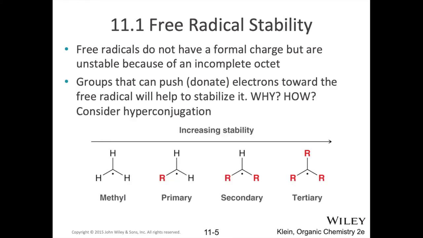All right, so we've seen with carbocations that we have a difference in stability as we add more and more alkyl groups to that carbocation. We see the same thing here with radicals. So generally speaking, radicals get more and more stable as you add more alkyl groups. So a tertiary radical is more stable than a secondary, which is more stable than a primary, which is more stable than a methyl radical.